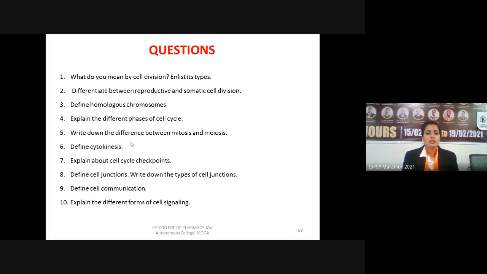So last we have is explain the different forms of the signaling. So the different forms of the cell signaling are autocrine signaling, paracrine signaling, endocrine signaling, and synaptic signaling.